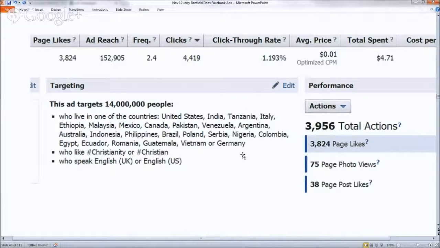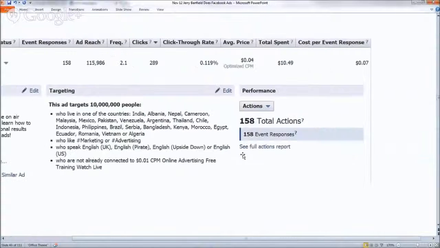So that's how you can do the same thing. Here's a similar type of campaign I ran for my original free advertising training video. You can see I'm targeting a very specific niche of marketing and advertising, and I'm getting event responses for 7 cents each. That's anywhere from 10 to 100 times less than a lot of other people are paying online for event responses. I ran local ads, trying to do it the hard way, and most event responses were costing anywhere from $2 to $10.